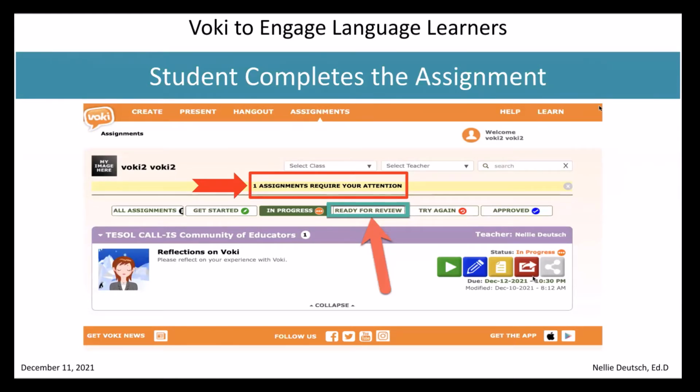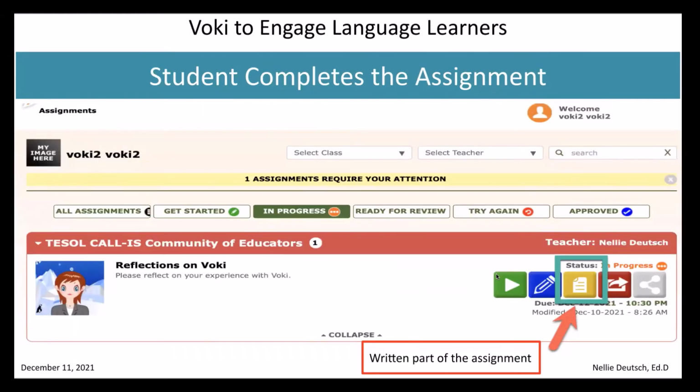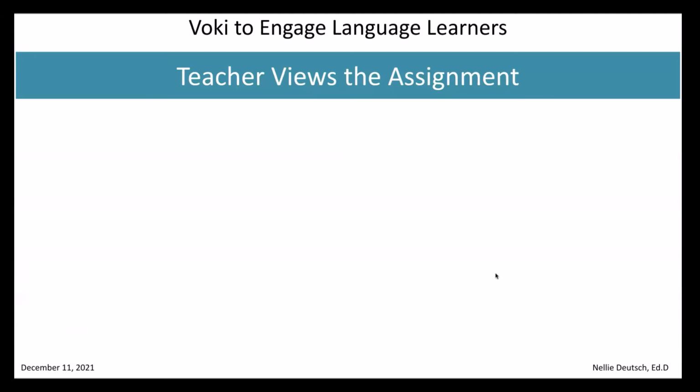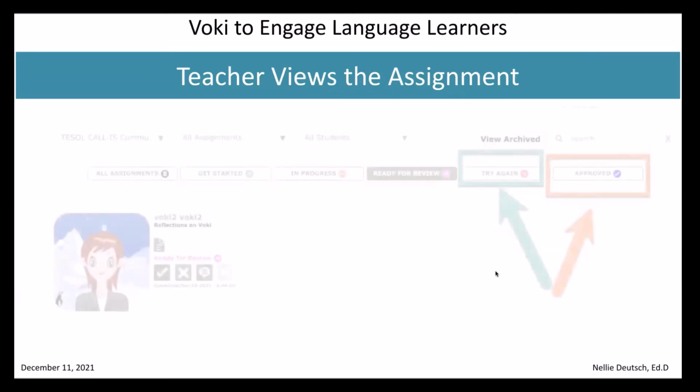And notice the process. A student completes the assignment. The student needs to tick on ready for review and submit the assignment. And then the teacher gets the assignment. It's all really organized in a very systematic way. This is one assignment that I added as a student. The status means that I haven't added the written part. So the assignments could also be written assignments where students need to add text. So it's not just audio, but also text.